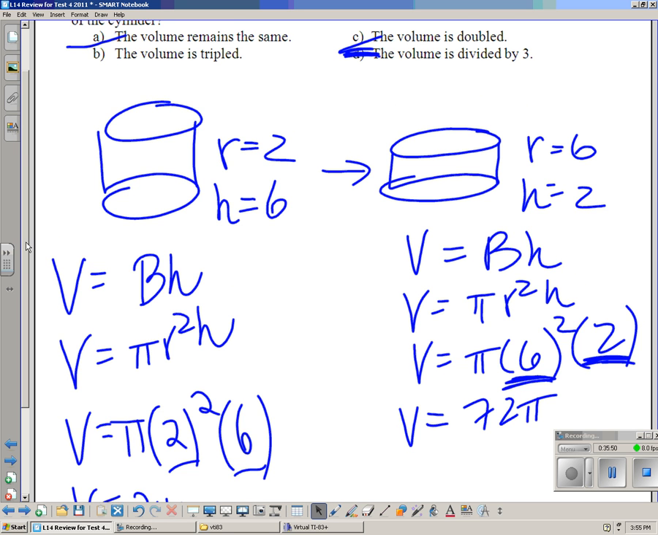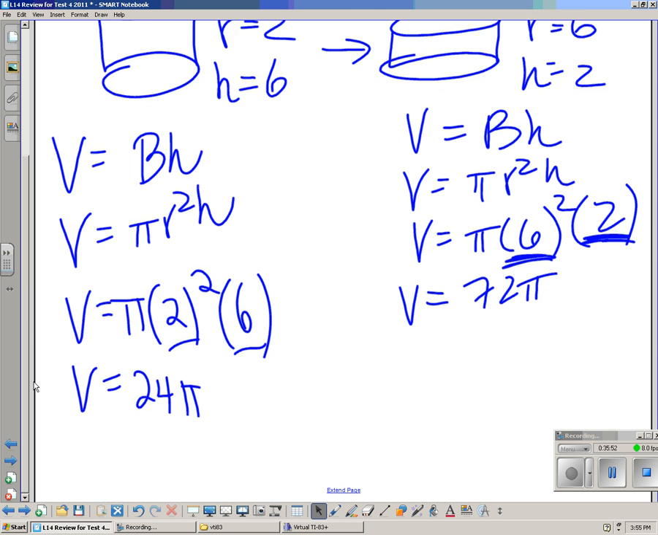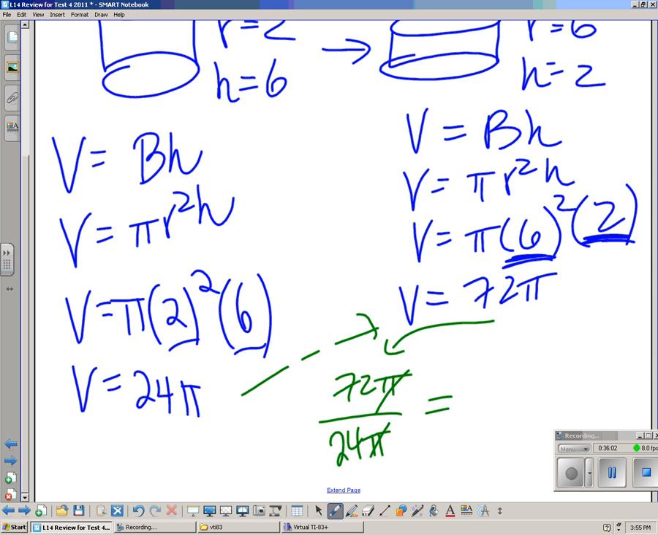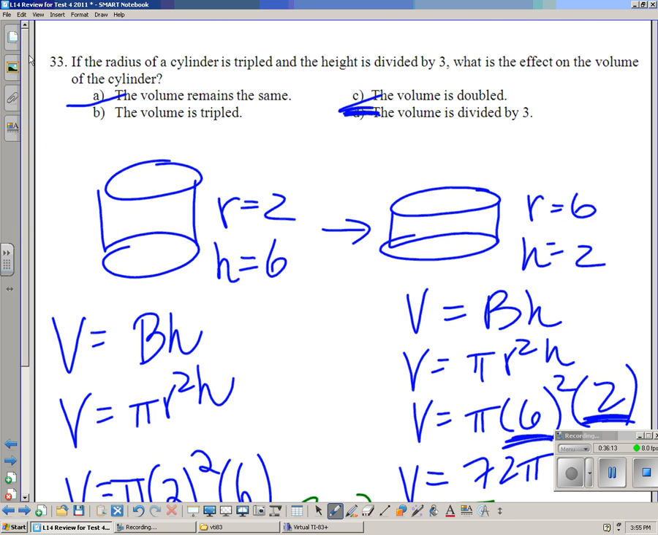We have to figure out what the volume exactly did. So the volume of the new is 72 pi. If I want to figure out what multiplies here, I can divide by 24 pi, which is the volume of the old. Pi's cancel. 72 divided by 24 happens to be the number 3. So if I multiply by 3 from 24 pi, I will get 72 pi. And so therefore, the volume is not doubled, it's tripled.